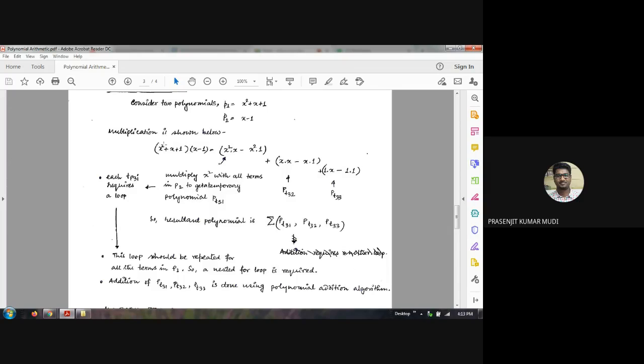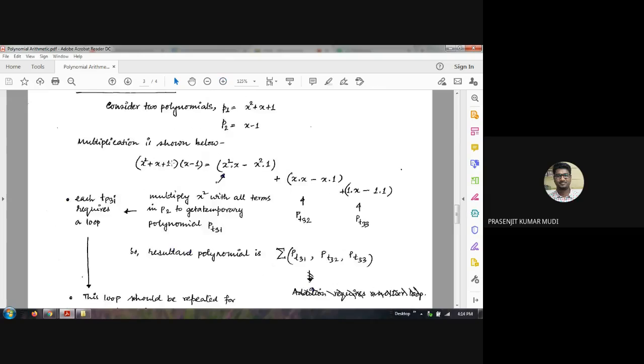The logic is, first the x square term of the first polynomial must be multiplied with all the terms of the second polynomial. This is polynomial number 1, the first polynomial, and this is polynomial 2, the second polynomial. So the first term will be multiplied with all the terms in the second polynomial. So x square into x, and then minus, due to this minus, x square into 1. So x square into x minus x square into 1. That's what we have written here.